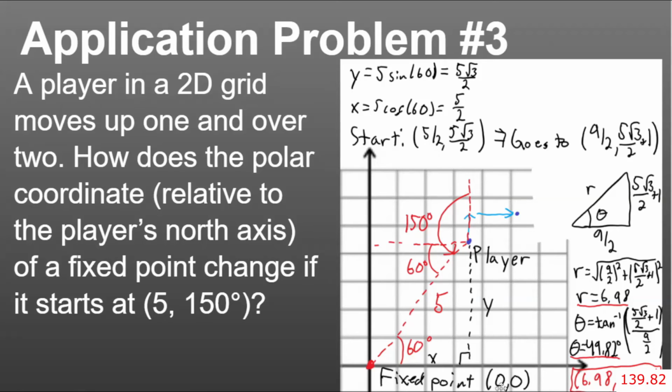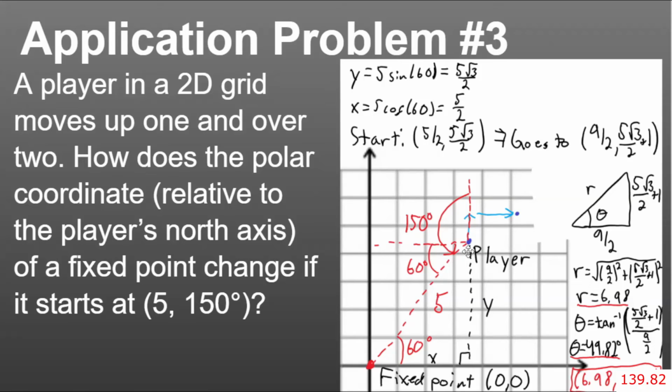It doesn't tell us where on the coordinate system everything is located, but we know that if the fixed point is at 5 and 150 degrees, that it's going to be down 5 from the player and 150 degrees down. So I have that drawn here at 150 degrees, 5 down is our point, and I just place that at 0, 0. So that tells us that our player is somewhere in the first quadrant, we just don't know where to start with.